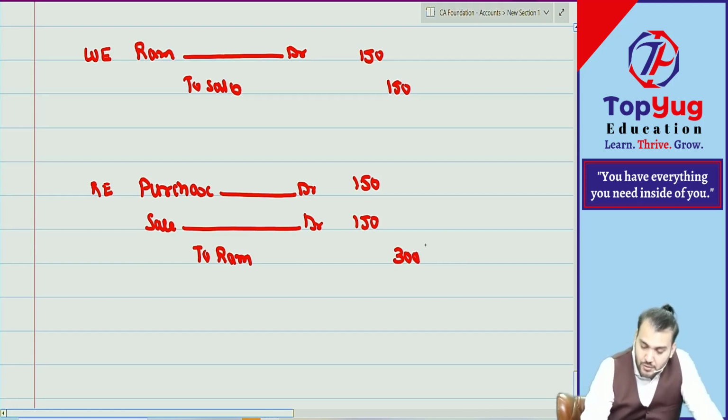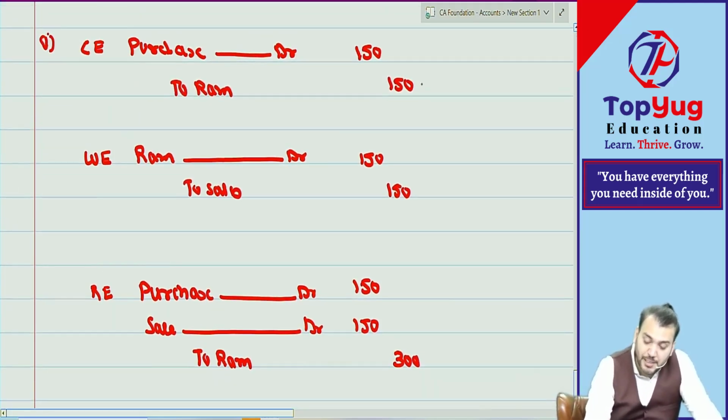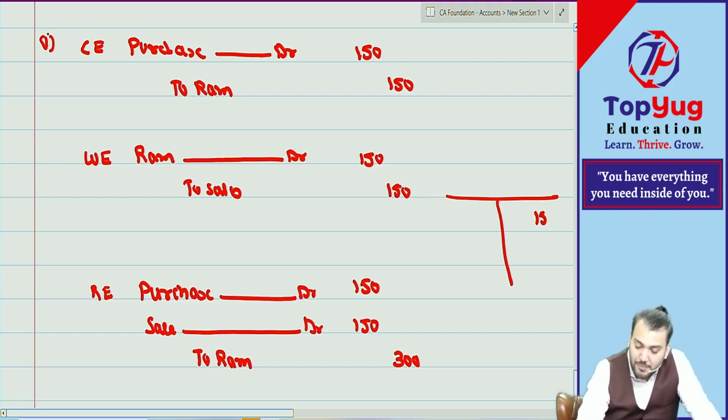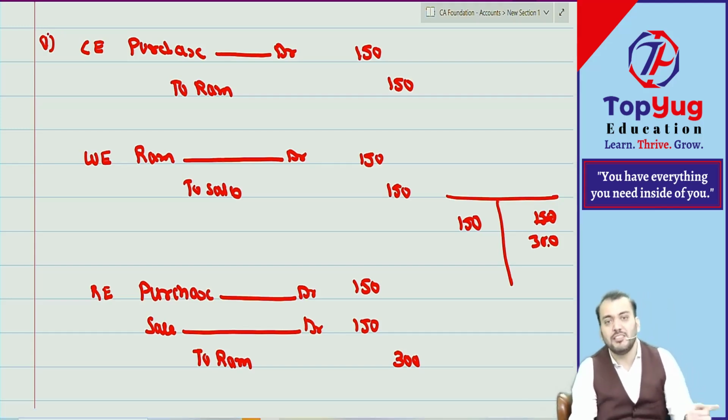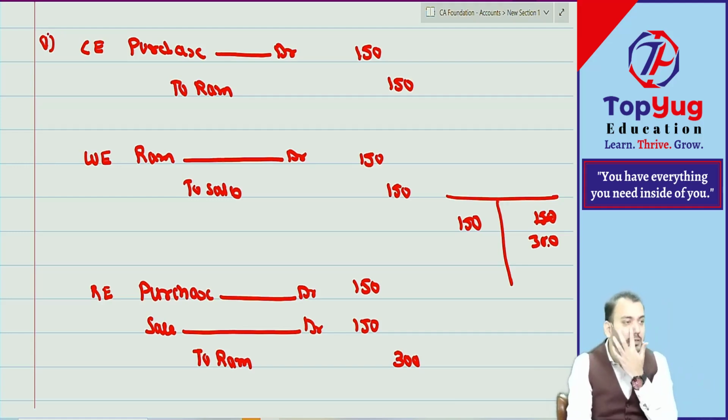300. Correct. Now Ram account should be credited by 150, but we have debited it by 150, posted in the wrong side. Whenever it is posted on the wrong side, the effect will always be double. If you want to nullify this effect, you should write down 300. So 300 minus 150 automatically becomes 150 only. Understood? Whenever anything is posted in the wrong side, the effect is always double the amount.